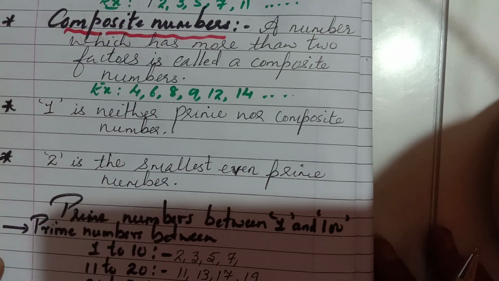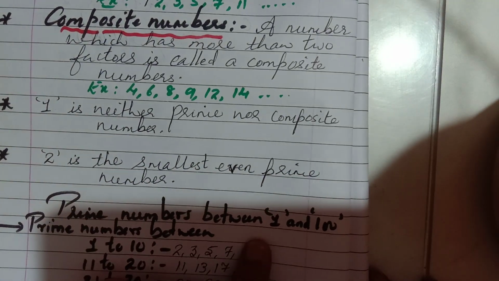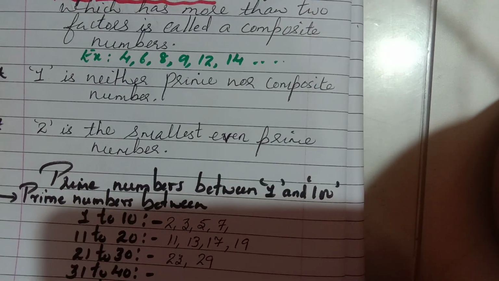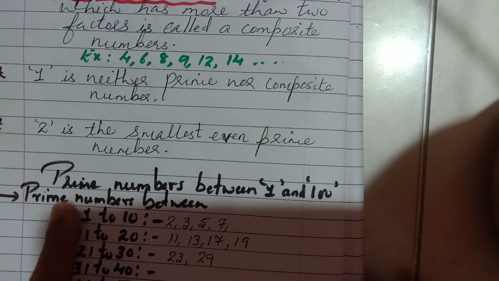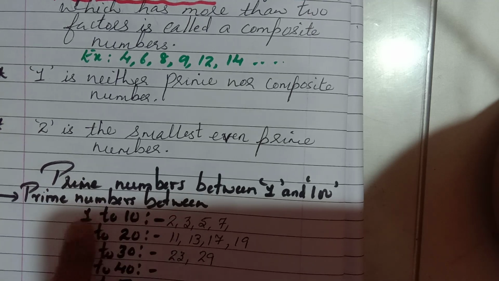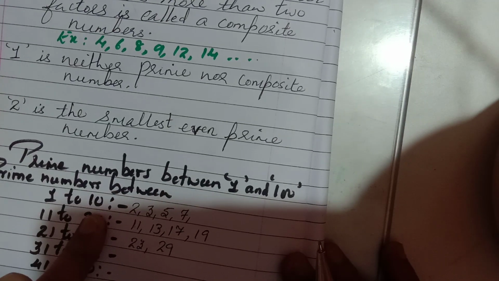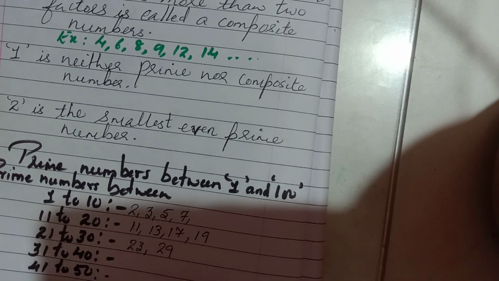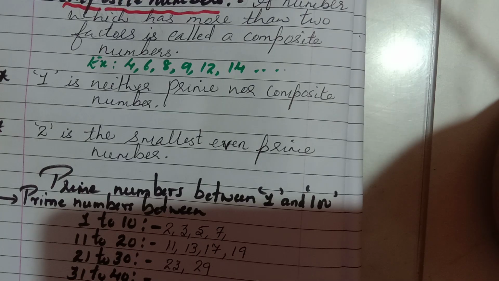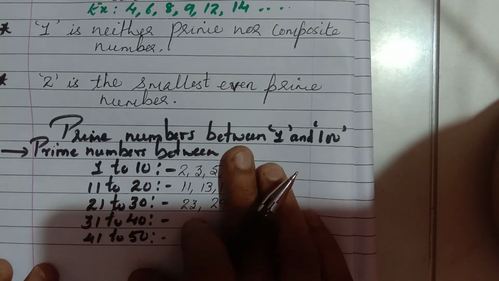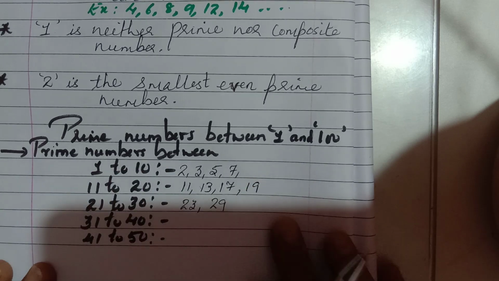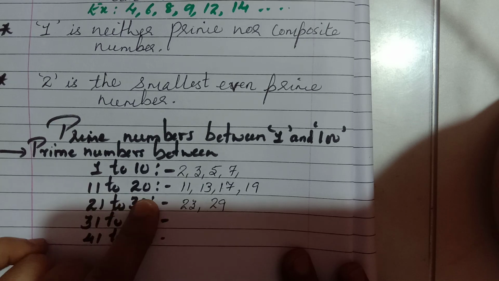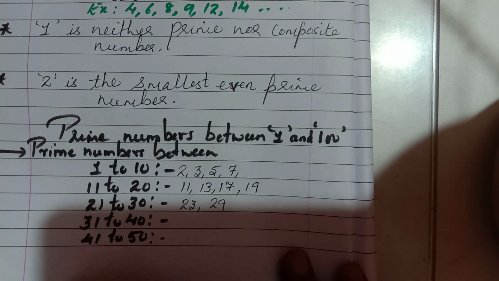Now let us write the prime numbers between 1 and 100. So all the prime numbers which are there between 1 and 100. Now what you will do children, you will write this way: prime numbers between 1 to 10. Okay, prime numbers between 1 to 10. So they are 2, 3, 5 and 7. So children, now prime numbers between 1 and 100: 2, 3, 5, 7, then 11 to 20: 11, 13, 17, 19, right?